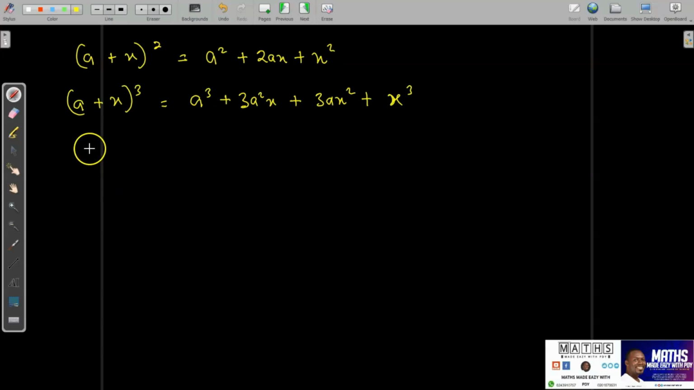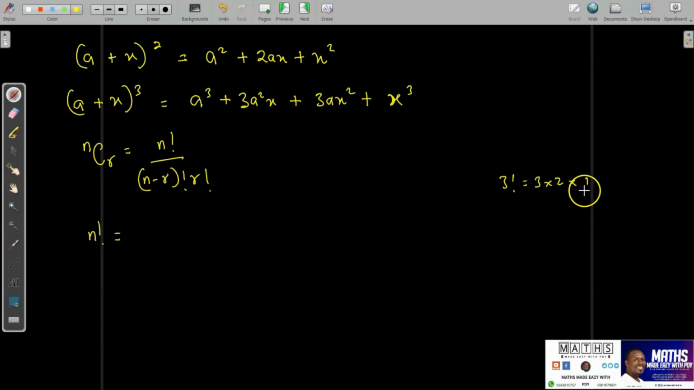watch it carefully. Now, we've seen that we have N combination R, which is giving us N factorial over N minus R, all factorial, then R factorial. Now, when we talk about N factorial, it means the positive integers of n. From the example that I gave early on, 3 factorial is the same as 3 times 2 times 1. So what is happening to the numbers? They are decreasing by 1.